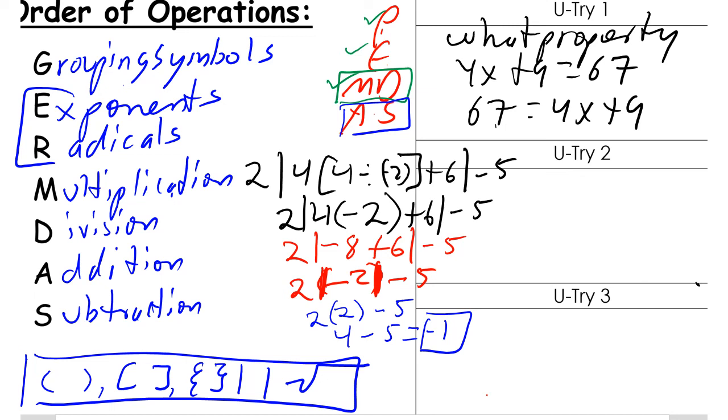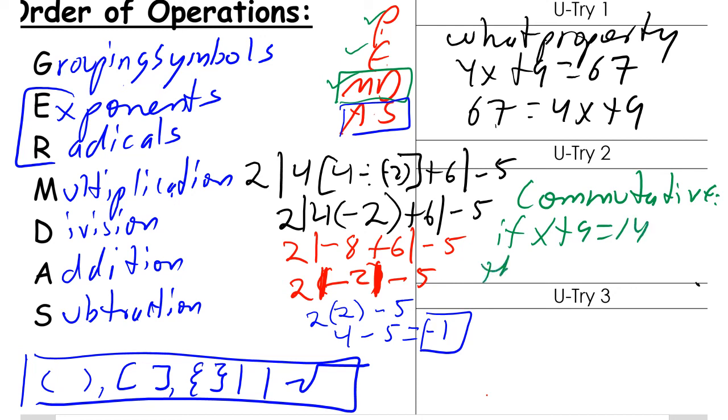Okay, you try number 2. We know we're using the commutative property this time. Commutative property says if x plus 9 equals 14, then blank also equals 14. What would the commutative property say there?